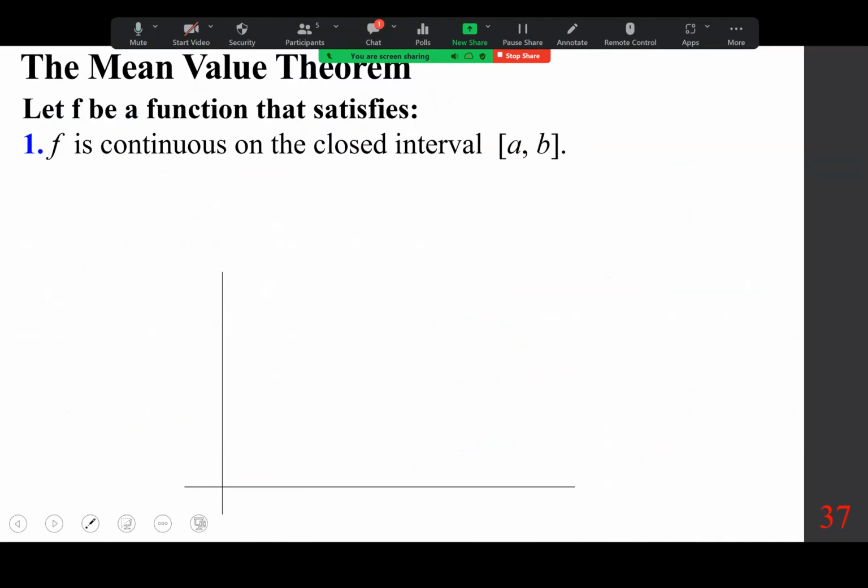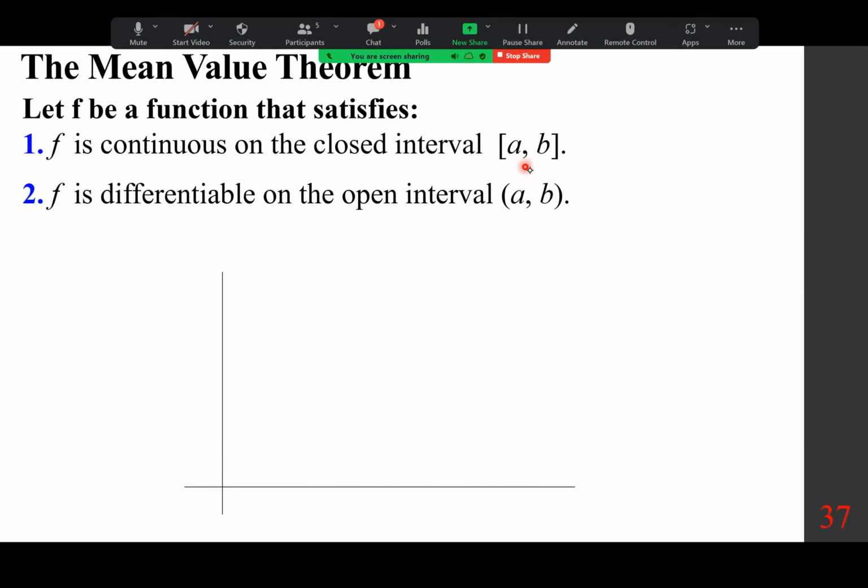All right, let's look at the mean value theorem. Let f be a function that satisfies the following. Number one, the same as the Rolle's theorem. It's continuous in the interval of a to b. F is differentiable on the open interval of a to b.